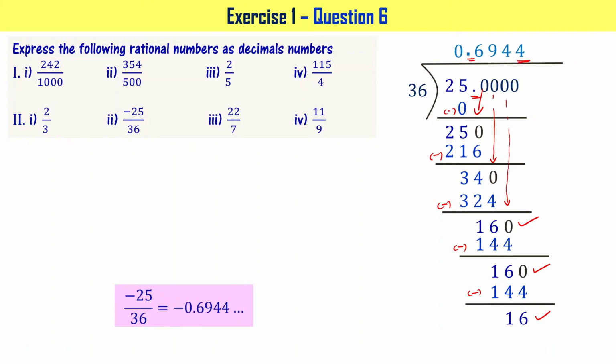Let me write minus 25 by 36 now as minus 0.69444 and so on. You see 4 is repeatedly coming, right? So in the other way, I can write it as minus 0.694 with an overbar on 4. It means 4 is a repeating digit. It is going to repeat forever. So this is called a non-terminating recurring decimal again, right?